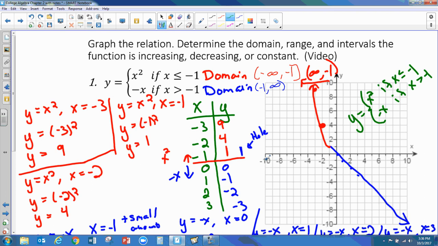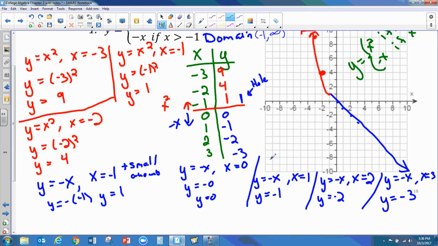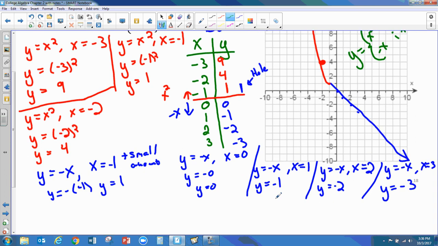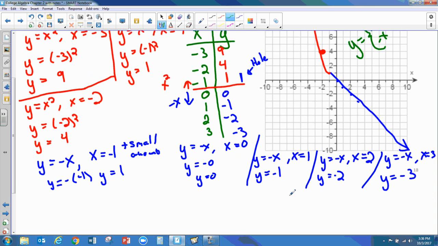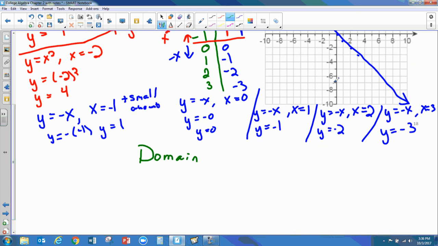Okay, then I have the domain, the range, and interval of increasing or decreasing. So domain. Well, I don't have any restrictions up here on either one. It goes from negative infinity to infinity. So negative 1, there's a spot, it's going to go all of the x-axis. So if I look at all the x values, it will be there.